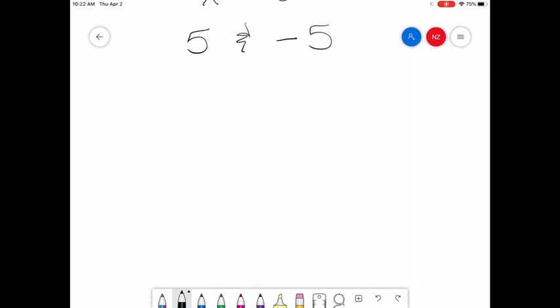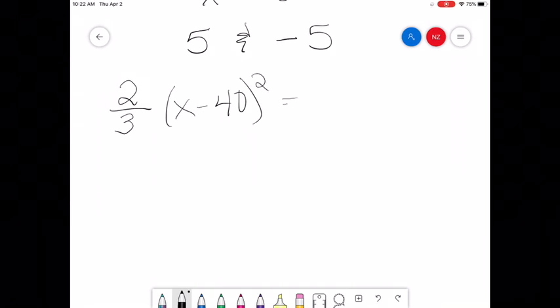Example number 3, I'm going to give you a fraction because you have a fraction in your HMH. Remember, if you need help on HMH, you can always do the step by step and then try another. It'll be the exact same problem but different numbers. So in example number 3, we have 2 over 3 times x minus 40 squared equals 6. When you're getting rid of the fraction, remember you can clear the fraction by multiplying by the denominator. The denominator is 3. So in order to clean this up, I'm going to multiply both sides by 3.